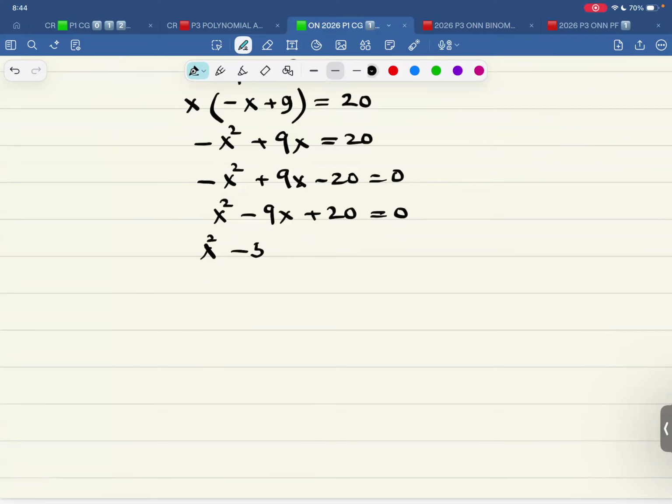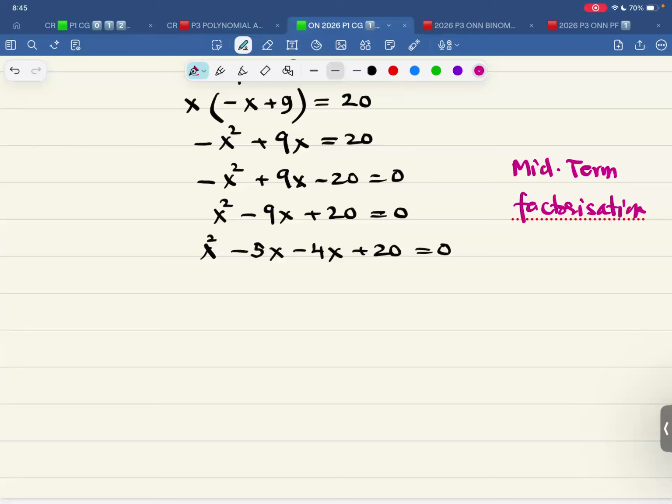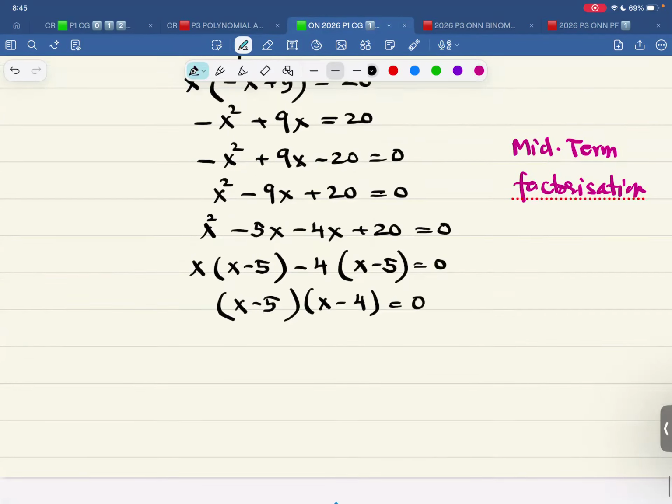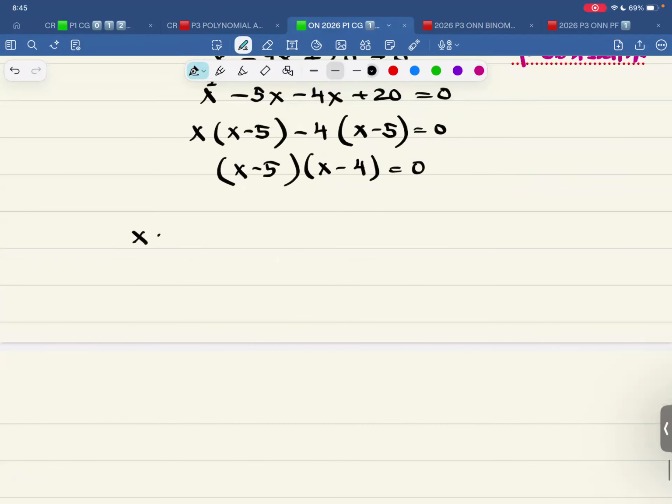X square minus 5x minus 4x plus 20 equals 0. Middle term factorization. That is the heart and soul of pure maths 1, so it will be everywhere. So therefore, this is x bracket x minus 5 minus 4 bracket x minus 5 equals 0. Then we have x minus 5, x minus 4 equals 0. So therefore, x is 5, x is 4.